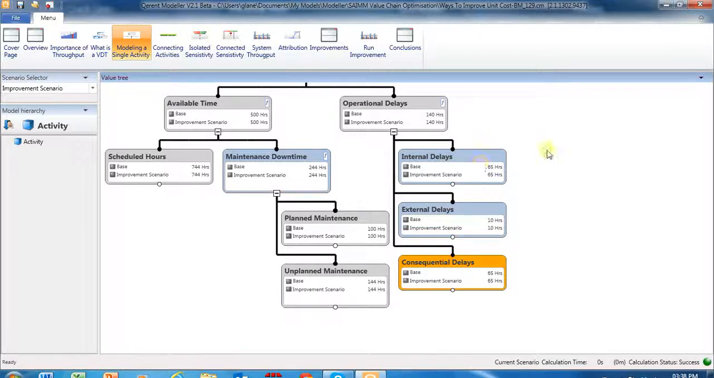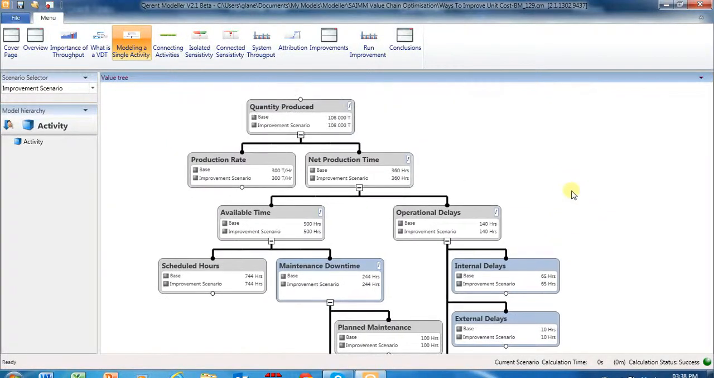And then consequential should just be broken up into: am I being starved, meaning the activity that feeds me is not feeding me, or am I being choked, meaning I can't feed material onward? If you have those 4 pieces of information, you can model this value chain and do proper optimization of the value chain utilizing the full theory of constraints.